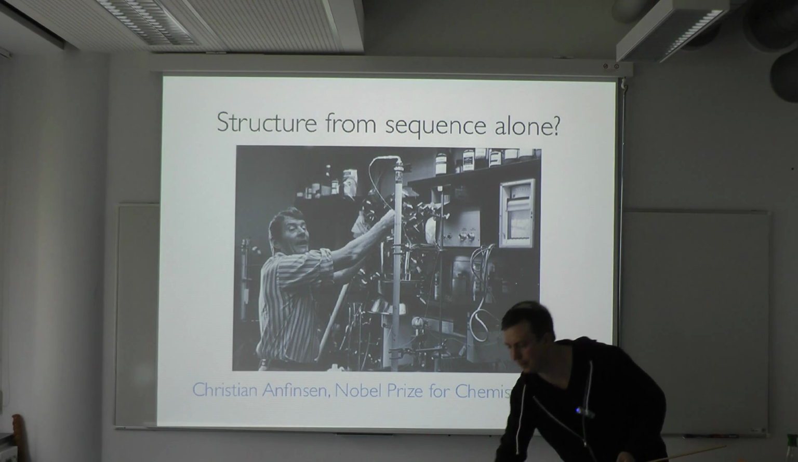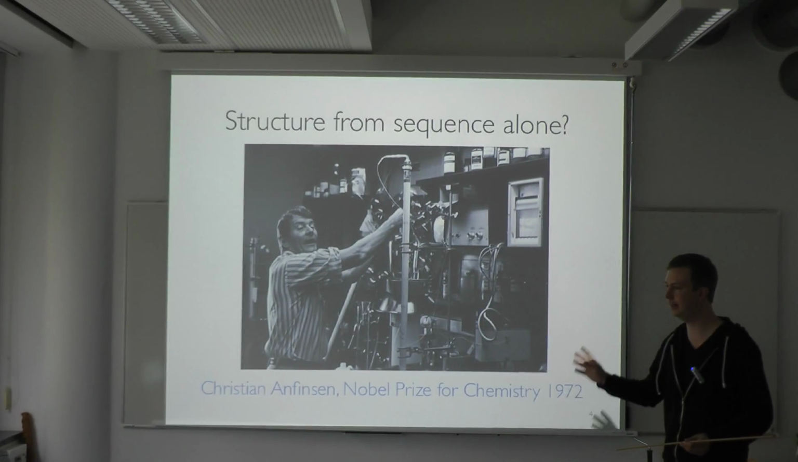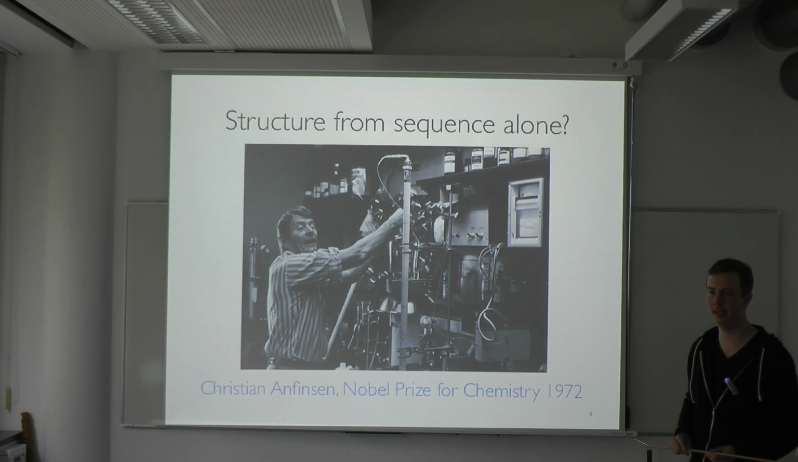And so this man's work lies at the basis of what I'm going to talk about today. This is Christian Anfinsen, and he won a Nobel Prize in 1972 for showing that all the information that you need about a protein structure is encoded just in the amino acid sequence. So you need only the amino acid sequence, and that alone contains all the necessary information. There are some caveats, but in general this still holds true.